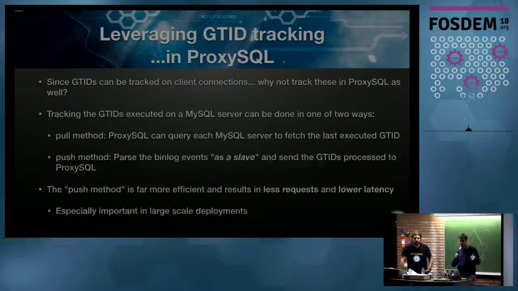The push method. Instead of polling slaves to get their GTID, why not have the MySQL server itself have a process running there and push the GTIDs that have been processed to all the ProxySQL servers connected. In this way, we avoid having to request the data, we avoid having to wait. The slaves just process binary log events and then send their GTID positions. So it's more optimized, and it's especially important in a large-scale deployment where you have a lot of hosts, both MySQL servers and ProxySQL servers.